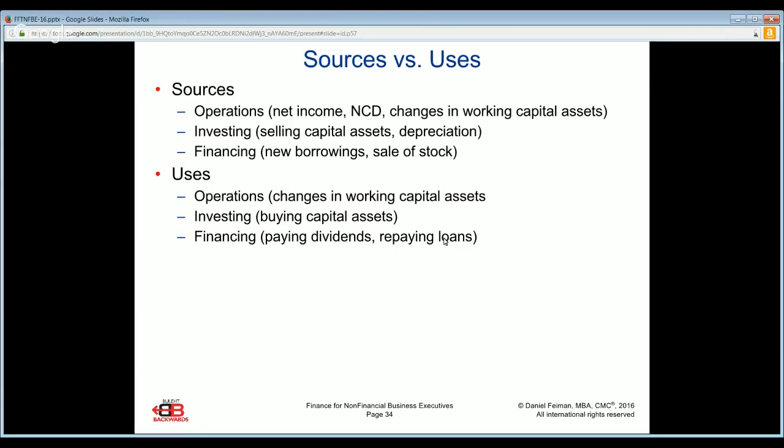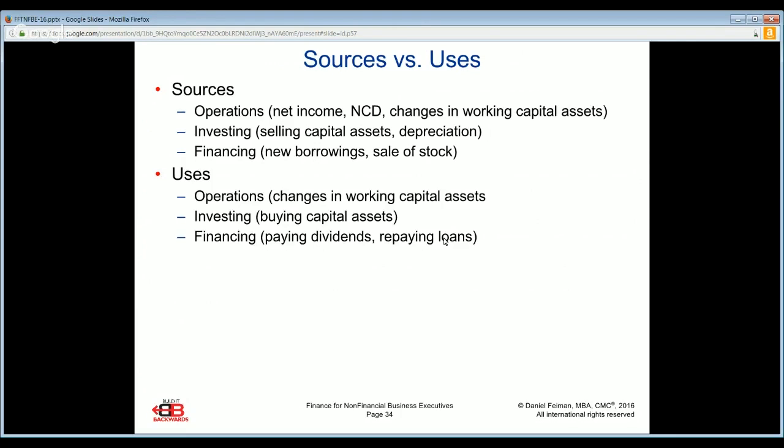Within operations, the changes in working capital. Again, as our revenues grow, our current assets grow, our inventory and receivables grow, they use up cash. We have to invest more cash in those. We buy inventory today, we don't get that cash back until we not only make a sale, but collect that sale. So as inventory grows, it uses more cash.